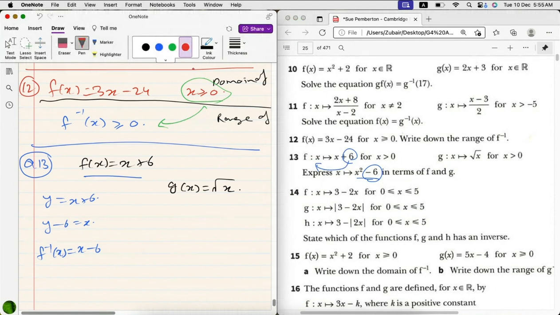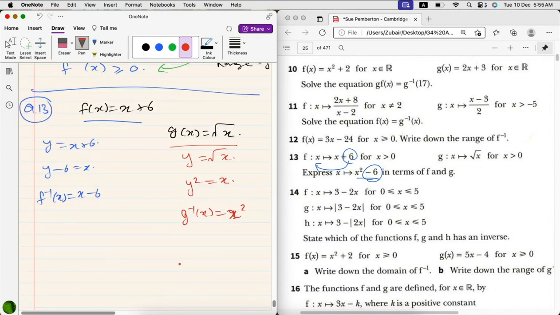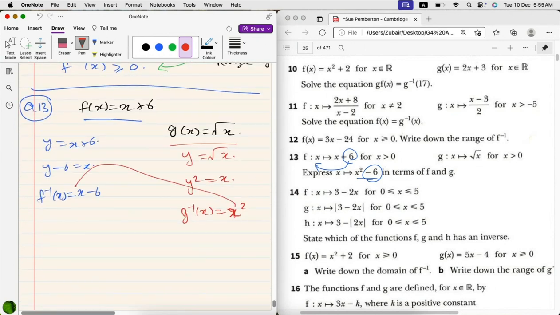And then looking at this, y is equal to square root x, squaring both sides: y squared equals x. So g inverse of x is equal to x squared. Now if I just substitute this here, I'll get that original equation. So basically f inverse g inverse of x is equal to x squared minus 6.